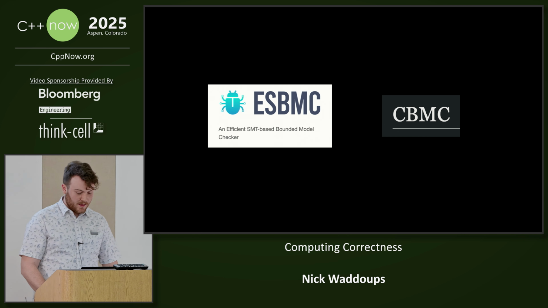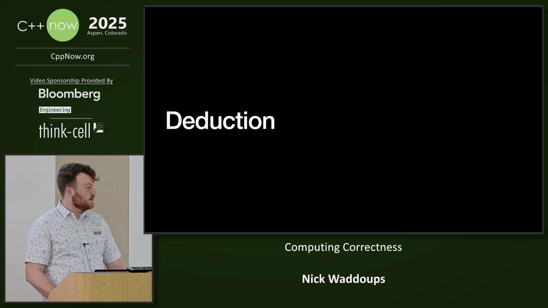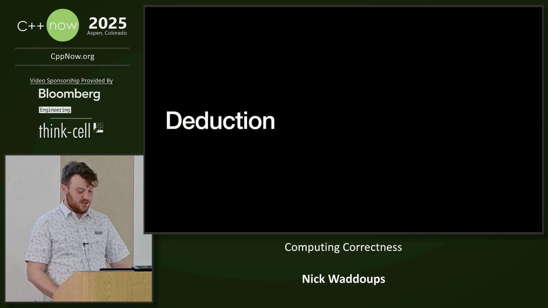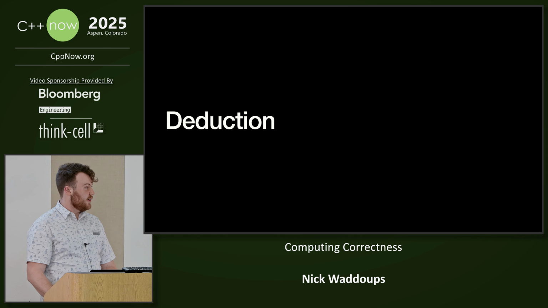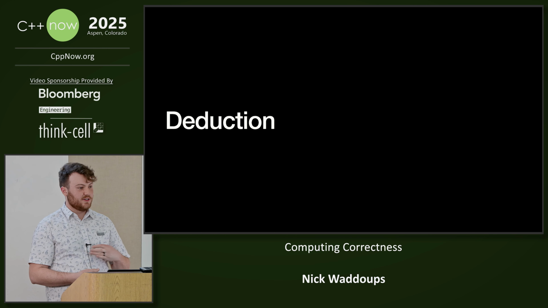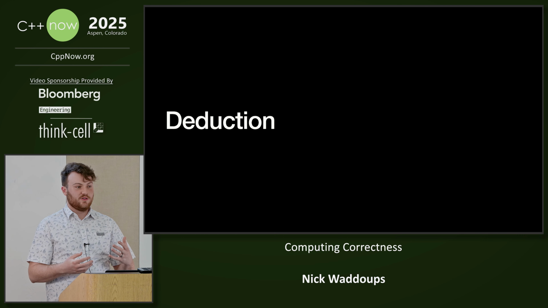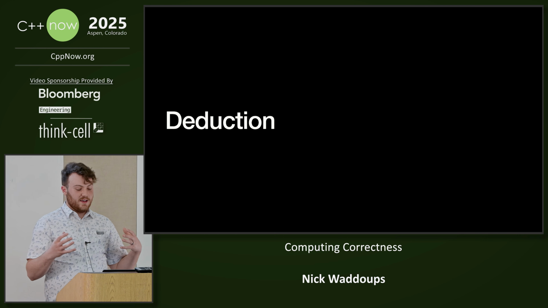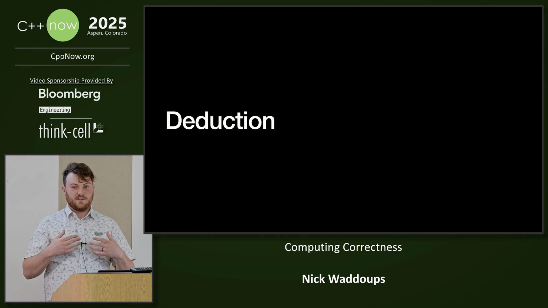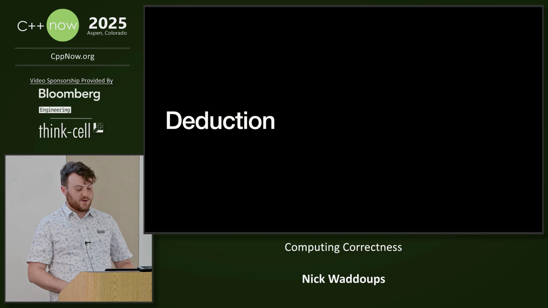Okay, so we're going to talk about another method of formal verification of code. So we're going to talk about deductive reasoning and deductive verification. How deductive verification works is you start from a set of premises, and then from your set of premises, you're going to deduce or draw conclusions that you can make from those premises.